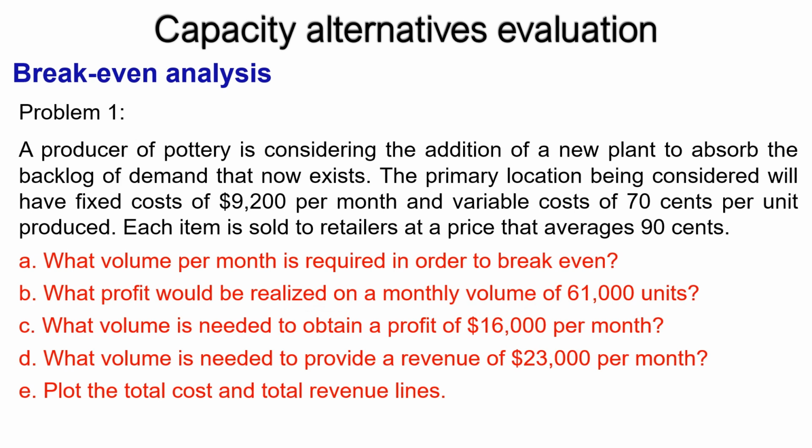A. What volume per month is required in order to break even? B. What profit would be realized on a monthly volume of 61,000 units? C. What volume is needed to obtain a profit of $16,000 per month? D. What volume is needed to provide a revenue of $23,000 per month? E. Plot the total cost and total revenue lines.